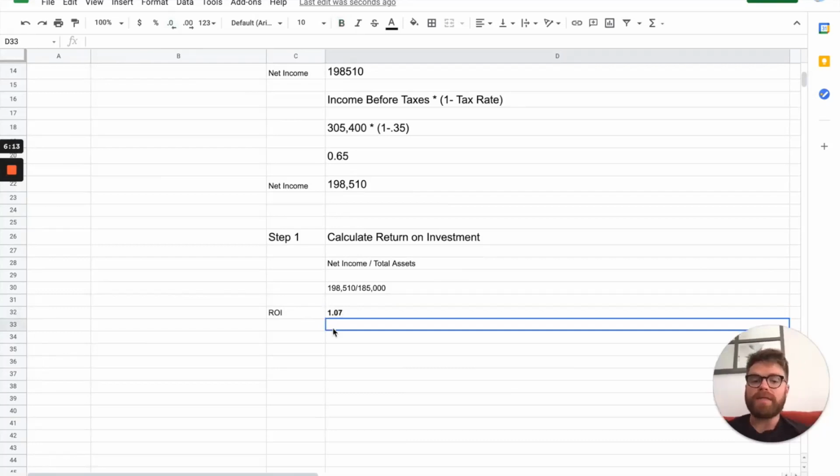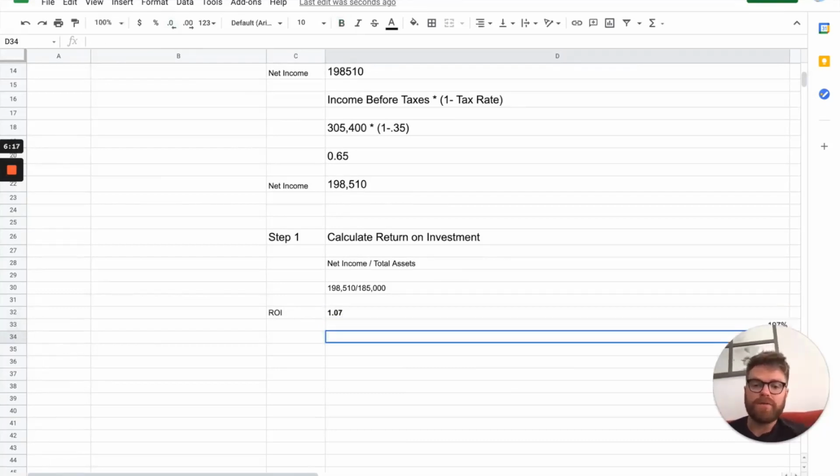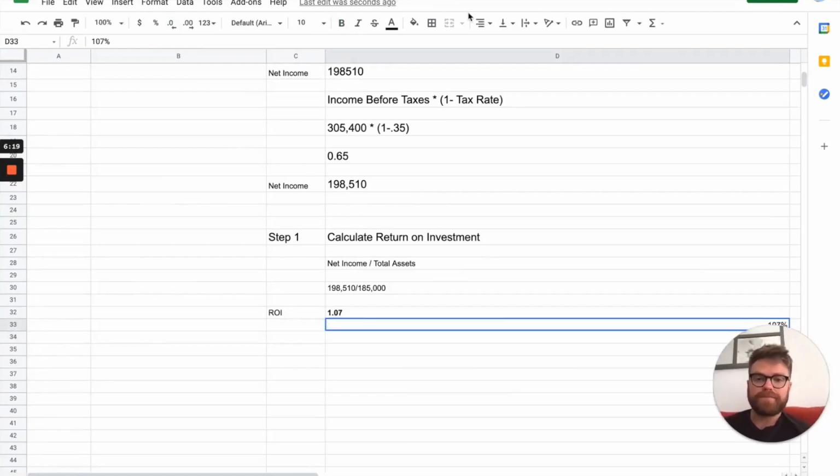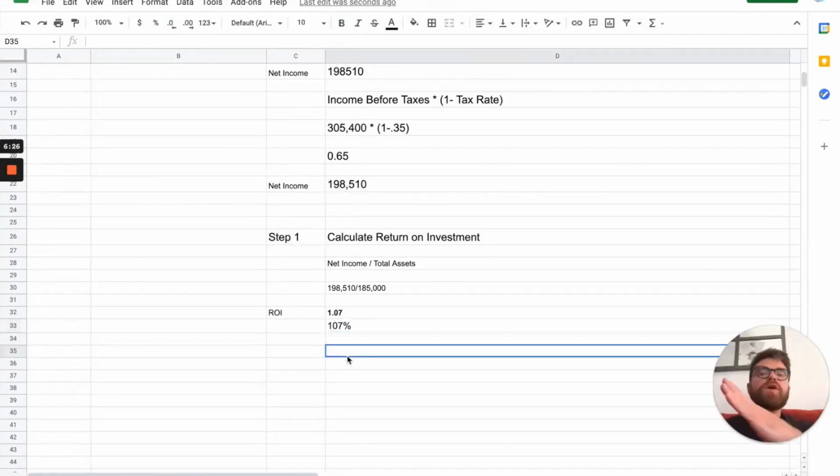Now another way to write this is 107% as well. And so here's the key. This number is over 1, which is what we want. That means you're getting more back than you're putting in, right? 198,510 is larger than 185,000, right? So you made money on this, which is good.